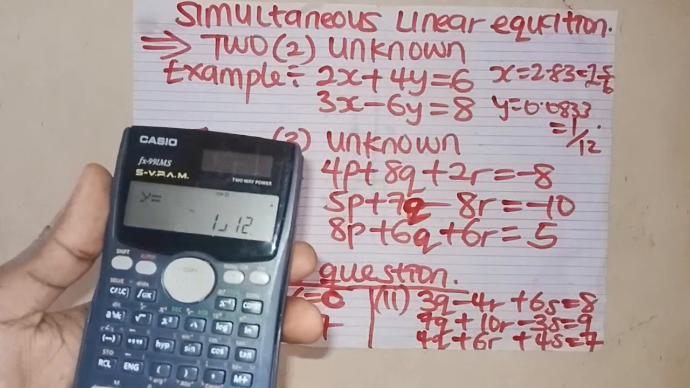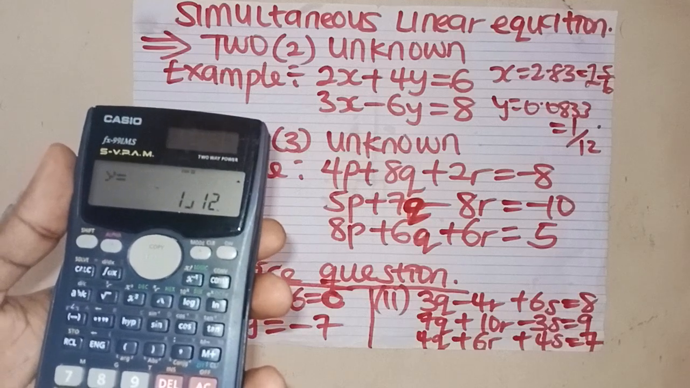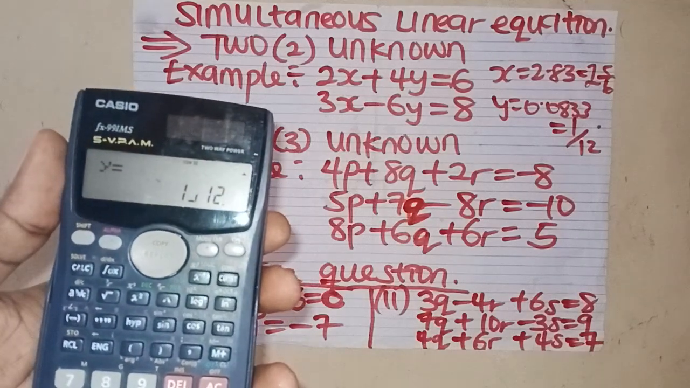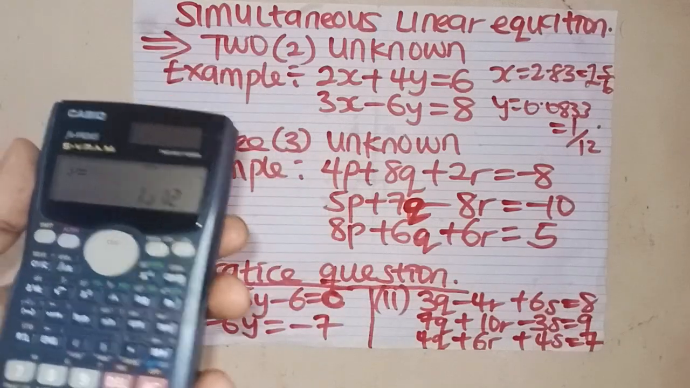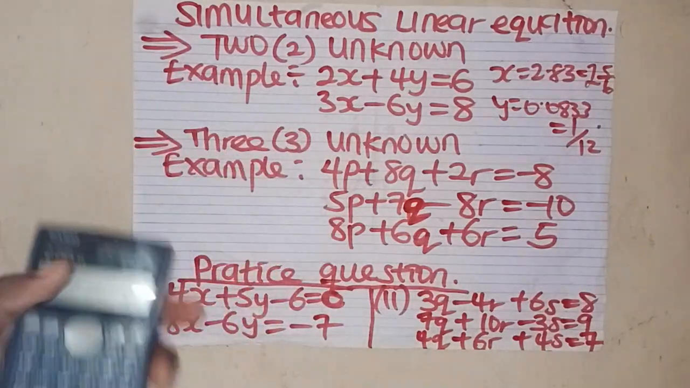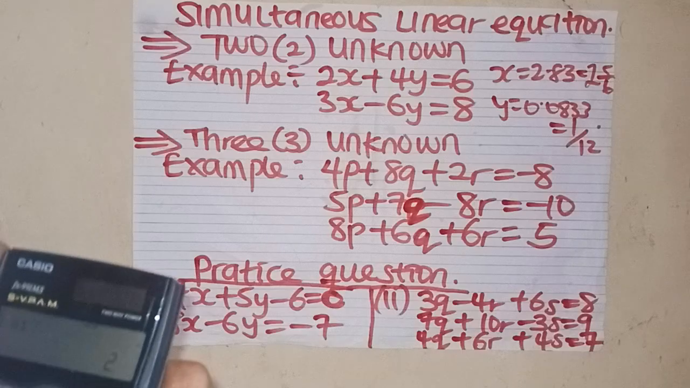So you can see that I solved it without writing anything on paper. No solution, no solving. The calculator does that for me perfectly. So that's that on that. Now let's go to the three unknowns.